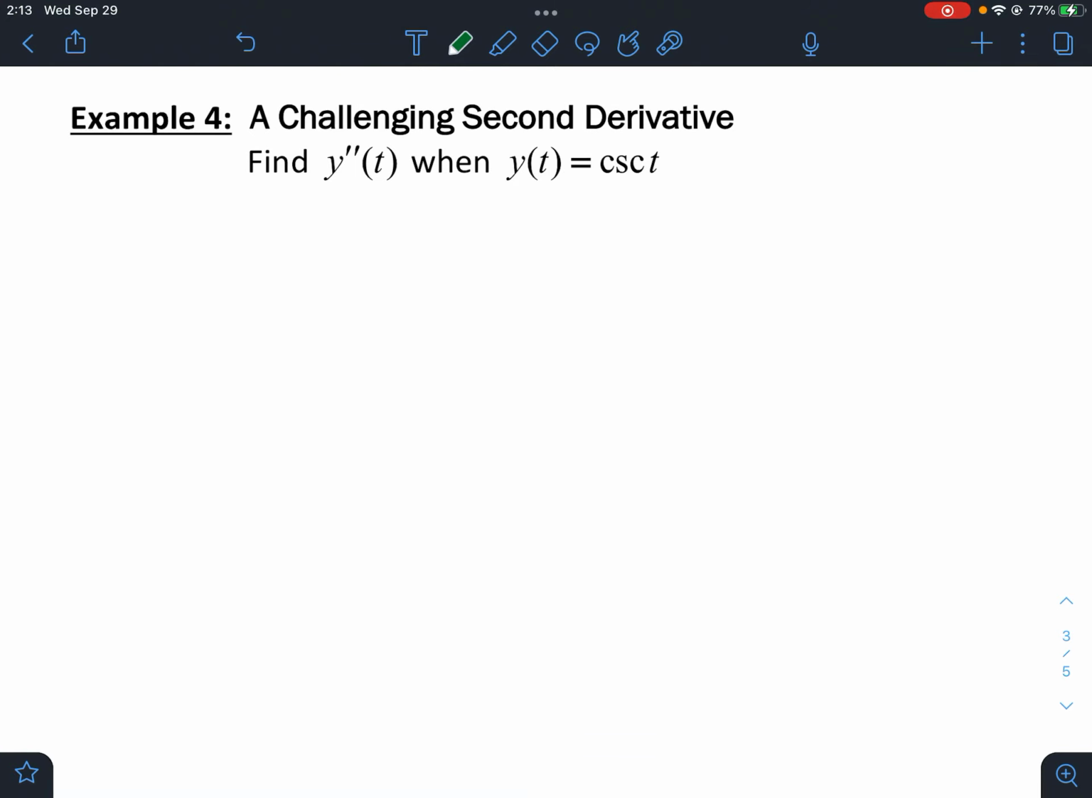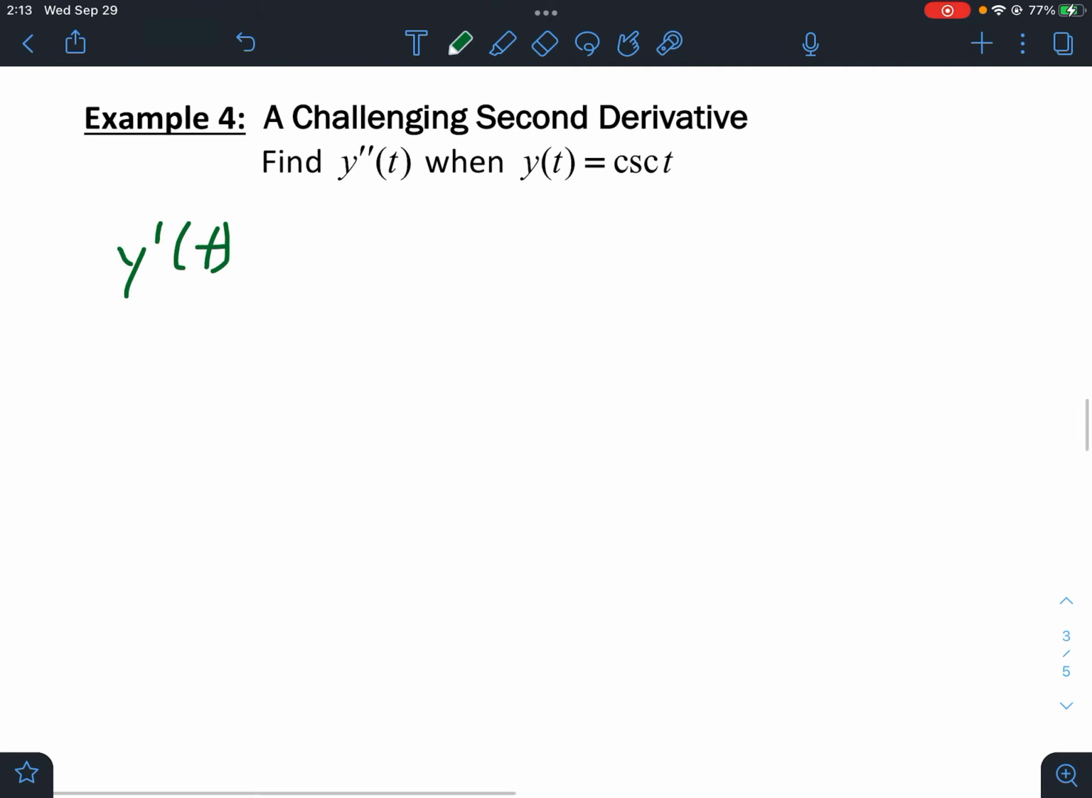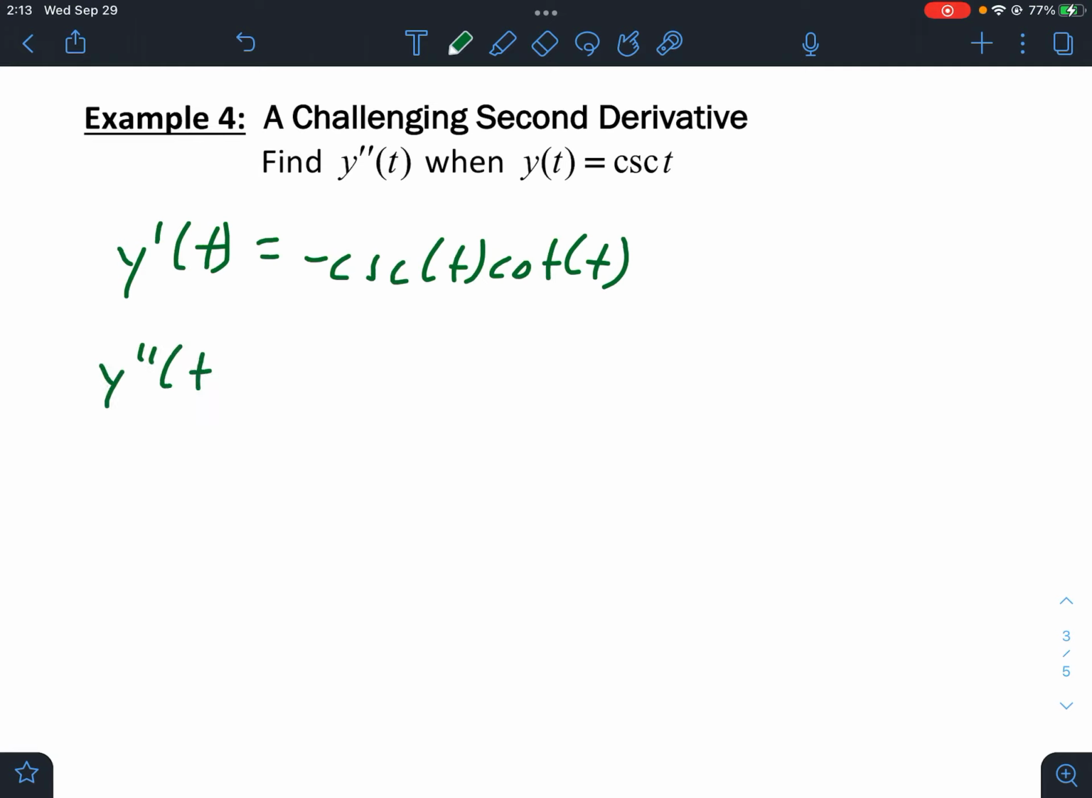All right, here's a little bit of a challenge. So a challenging second derivative. Just like before, to do a second derivative, we got to do a first derivative. So remember, the derivative of the cosecant of a function is the negative cosecant cotangent of t. So to find the second derivative, and maybe this isn't as challenging as I said here, but really all we got to do is use the product rule on this. So kind of think of this as your first function and this as your second function.